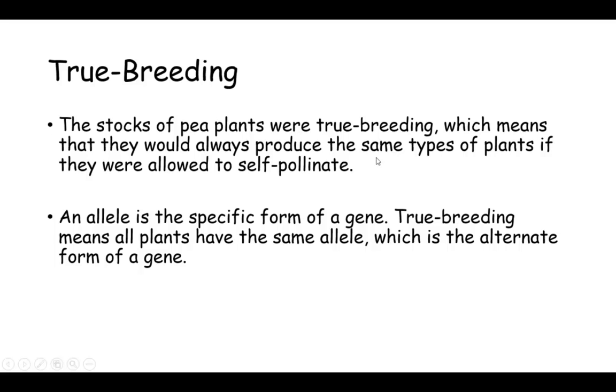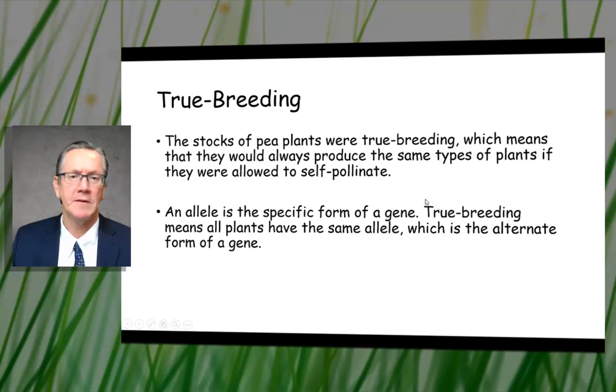True breeding. The stalks of pea plants were true breeding, which means that they would always produce the same types of plants if they were allowed to self-pollinate. An allele is a specific form of a gene. True breeding means all plants have the same allele, which is the alternate form of a gene. So the stocks that Mendel had were true breeding, which meant they had one type of allele for each characteristic.